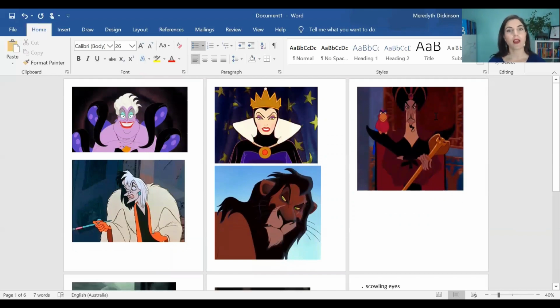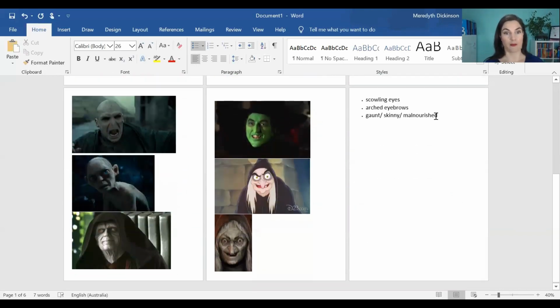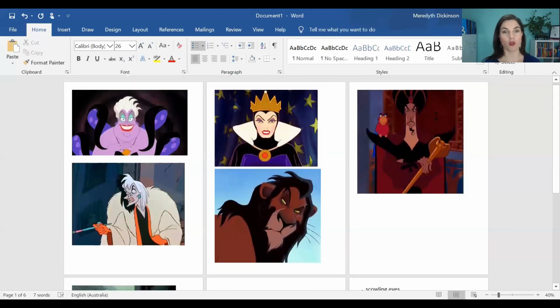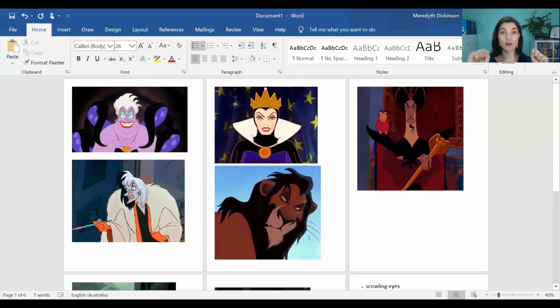Right, now notice that many of them are women. Now I have tried to pull both male and female evil characters out, but if you have a think about the evil characters that you know, particularly in Disney, many of them are women. So sometimes that can be a good way of thinking about an evil character. Let's see, what else can we see?